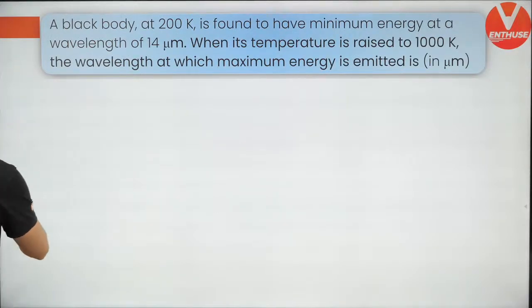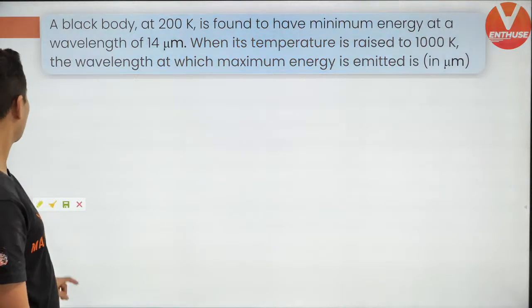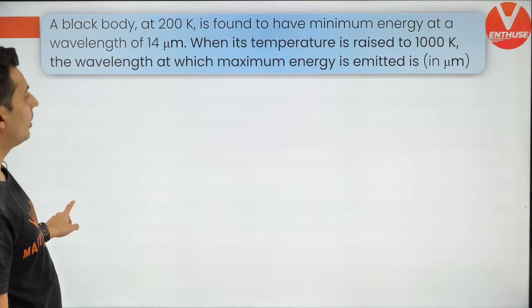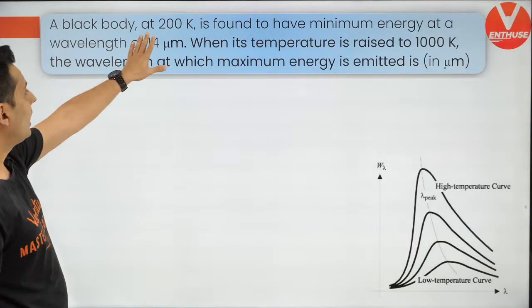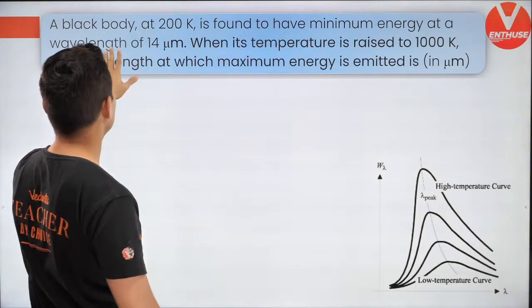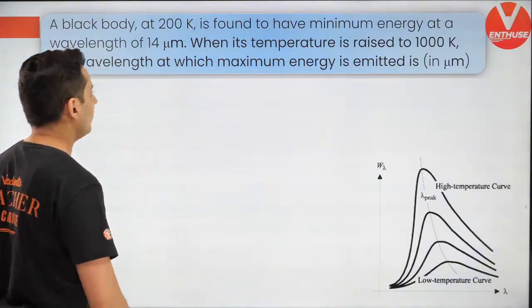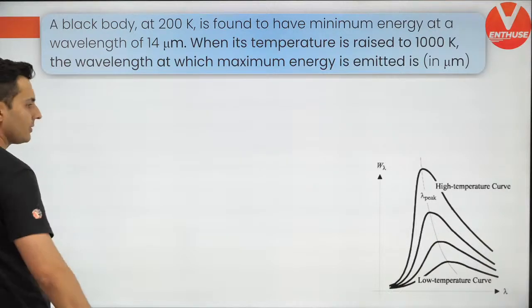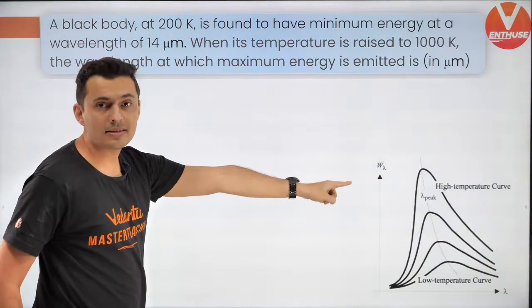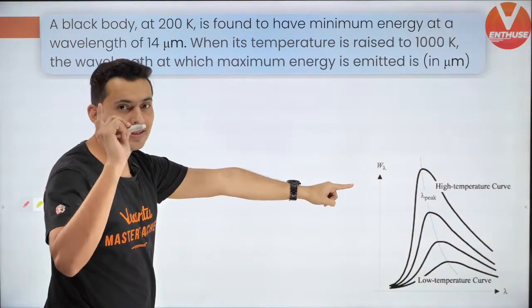Very good. So the question is, there is a black body, and at 200 Kelvin it has maximum energy at this wavelength. So when the temperature is 1000 Kelvin, what is the new wavelength in micrometer? Let's do this. See guys, this is a graph of Wien's displacement law.